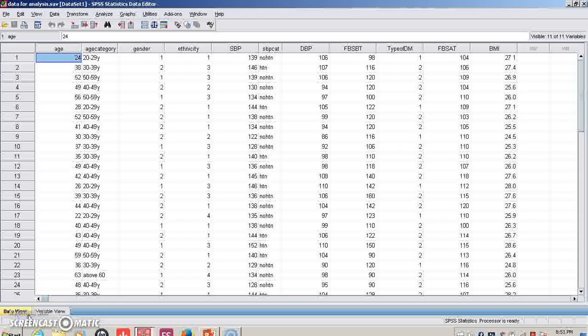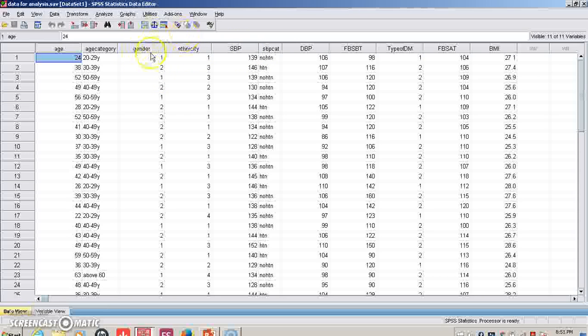Now the data set is opened in SPSS data editor. Today I am going to show if systolic blood pressure values among male and systolic blood pressure value among female is significantly different, or if the difference is statistically significant.